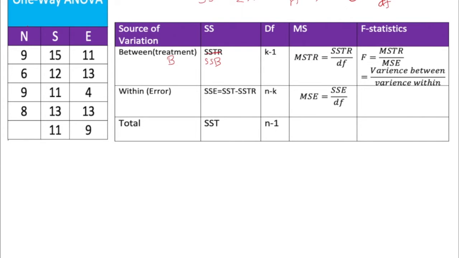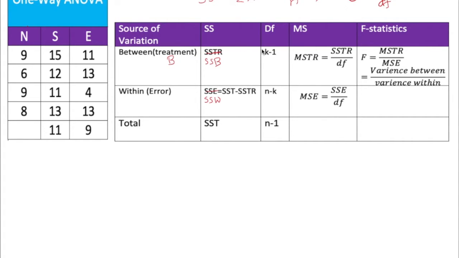And also, instead of SSE, you can say SSW. That is fine. So SSTR, which is the treatment, or if you don't want to use treatment, you use B. So sum squared between, and within sum squared, and total sum squared. That's the total sum squared.